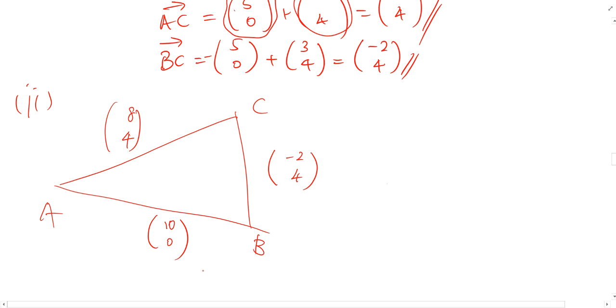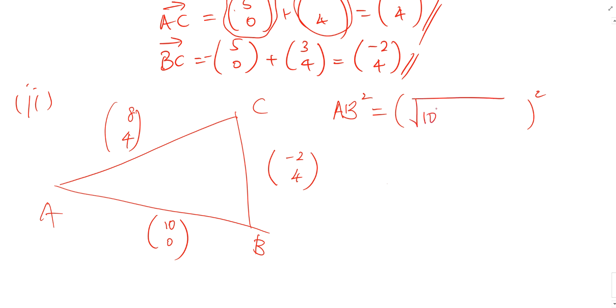So AB square is actually the square of the length AB. So I want to find the magnitude of AB, and then I square it. Inside this bracket will be the magnitude of AB. The magnitude of AB is given by square root of 10 square plus 0 square. Agree with this part? All okay? Jolene okay? Okay, Jolene not okay.